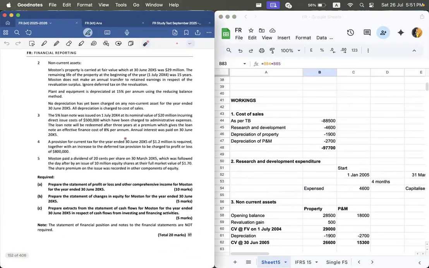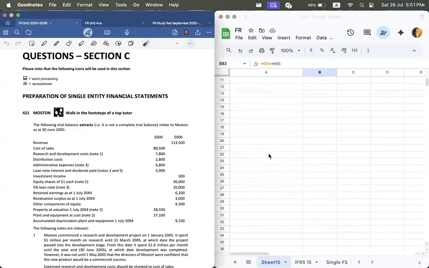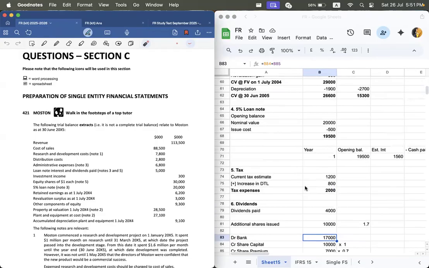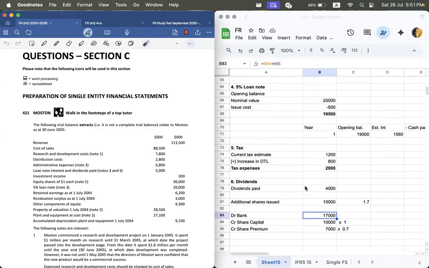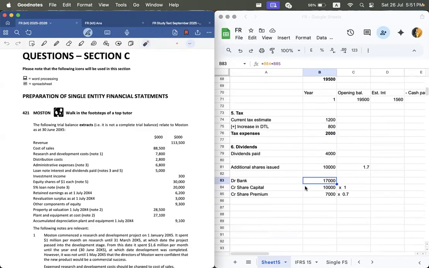Complete. What do we do next? Have you done all of these? Yes, except for the dividends and the tax. I got confused. You have the Excel sheet with you, right?